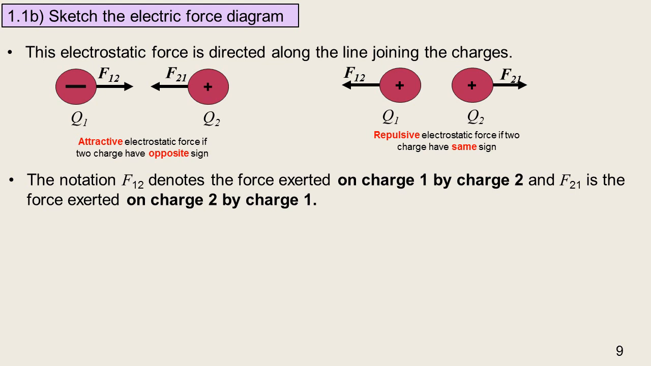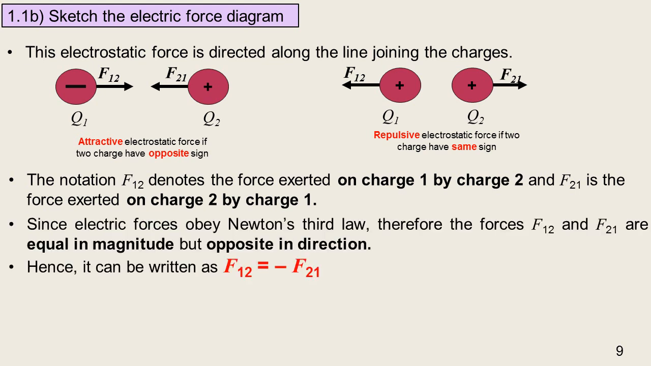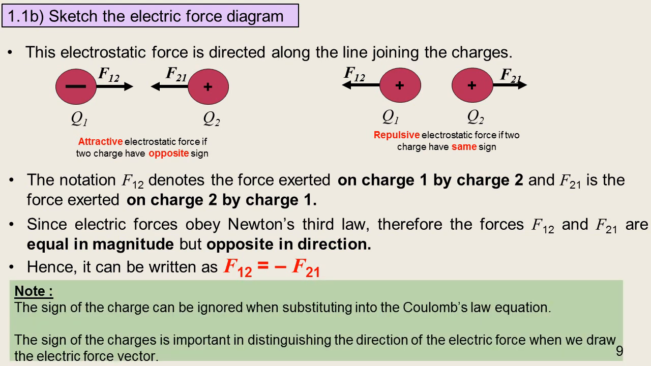The notation F12 denotes the force exerted on charge 1 by charge 2, and F21 is the force exerted on charge 2 by charge 1. Since electric force obeys Newton's third law, the forces F12 and F21 are equal in magnitude but opposite in direction. They can be written as F12 equal to negative F21.